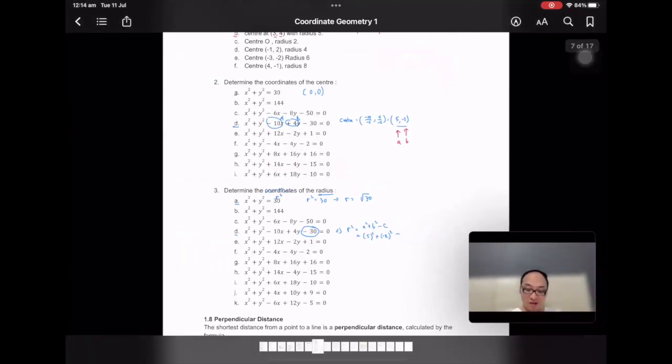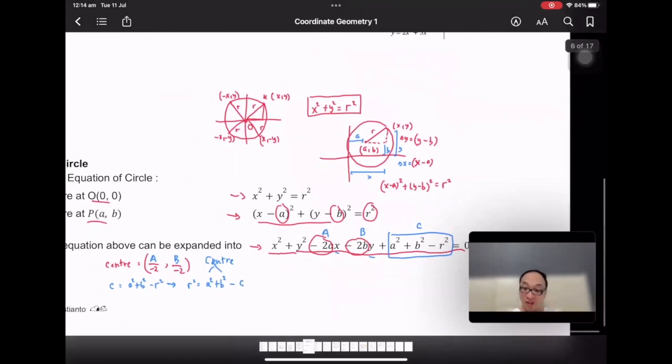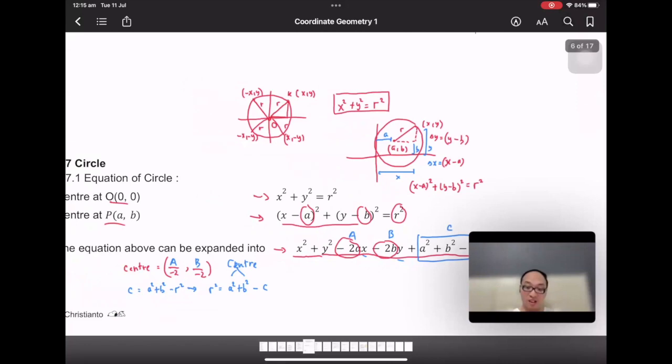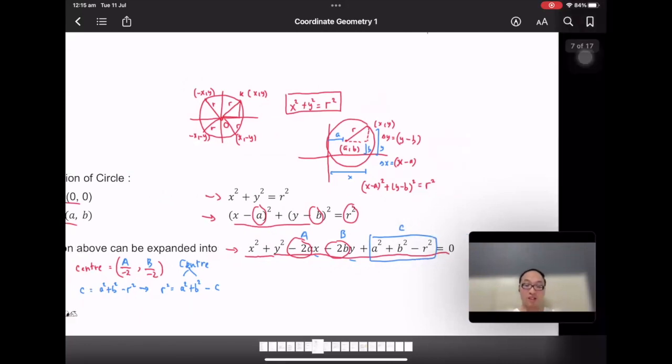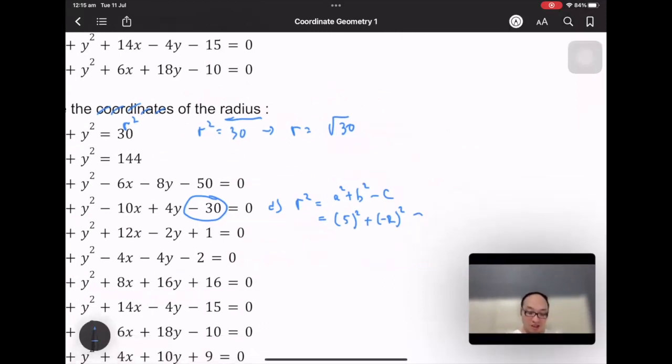You can see here, the C is all the numbers with the coefficient. A square plus B square minus R square. So the C here is the number only, the constant. So in this case, C is negative 30. So equals 25 plus 4 plus 30 equals 59. So that means the radius is square root of 59.